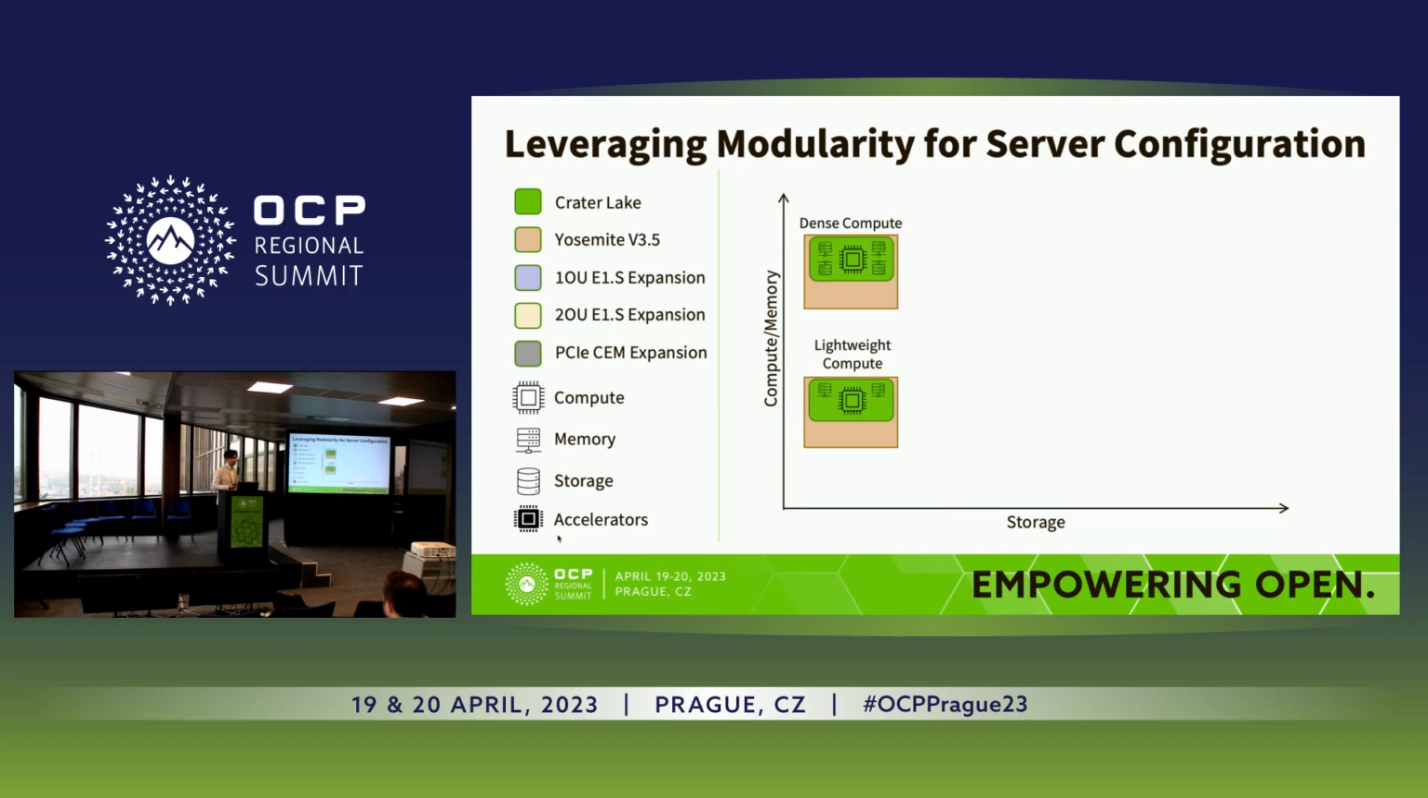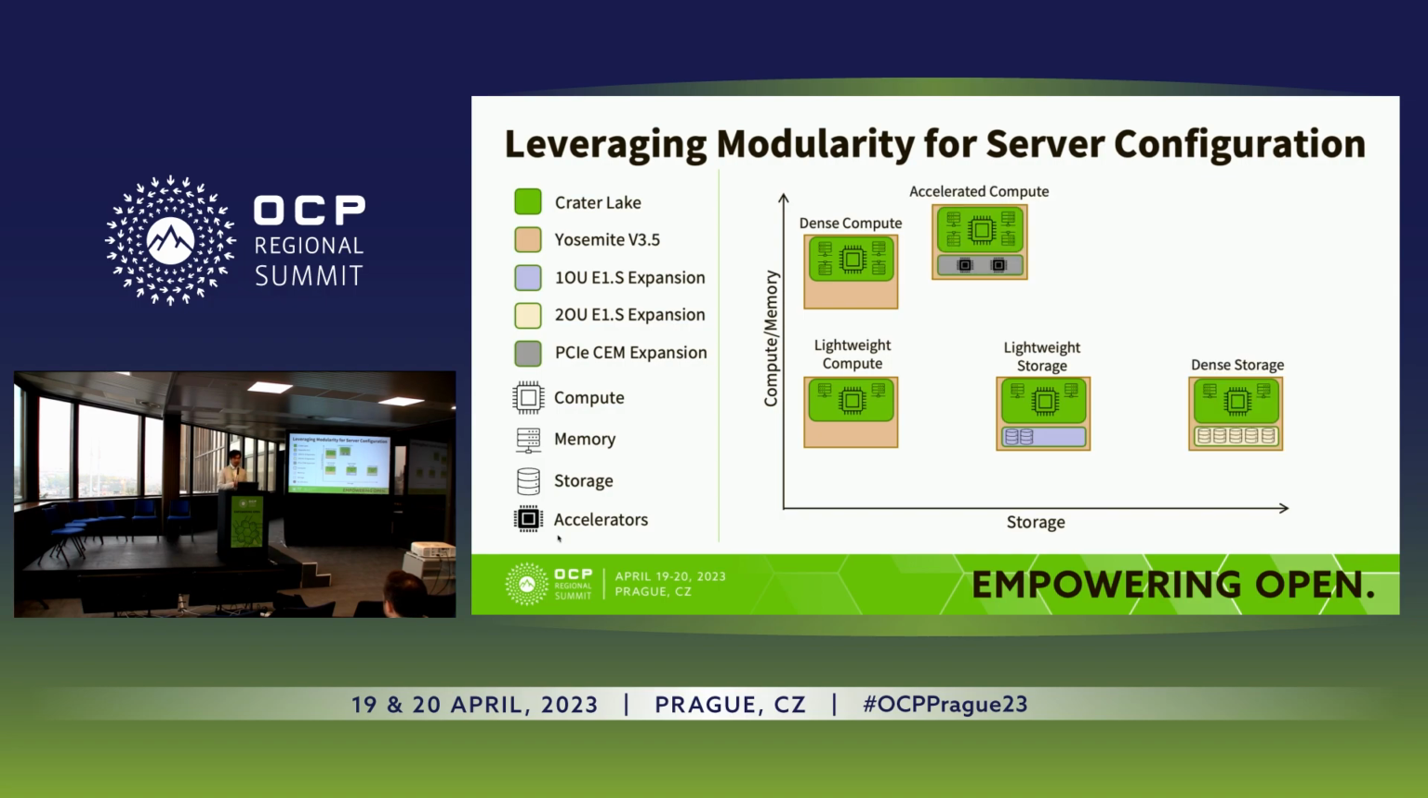So to visualize these examples, you can have both a dense or lightweight compute option. If you want to take advantage of expansion, you can add a little bit of storage via E1S, or put a lot more storage in there. And finally, if you have some kind of need to accelerate a specific workload, the PCIe CAM expansion is a great option as well.